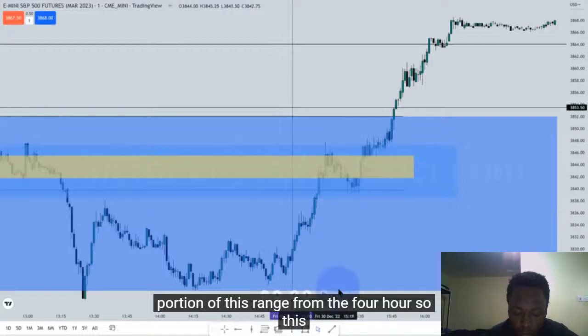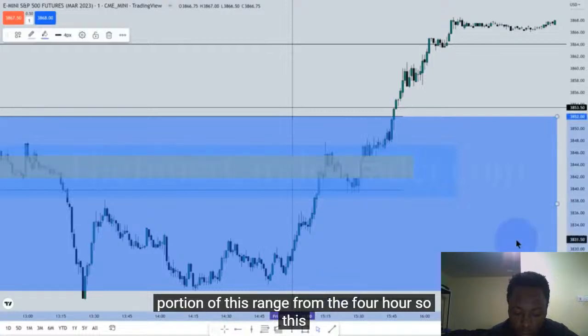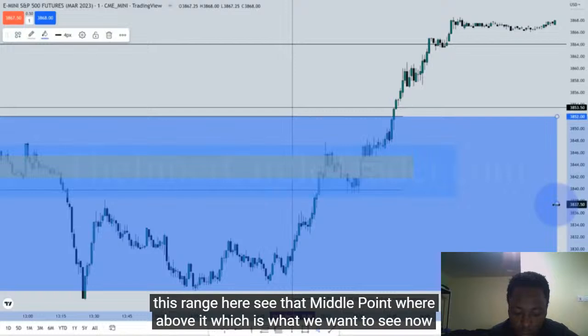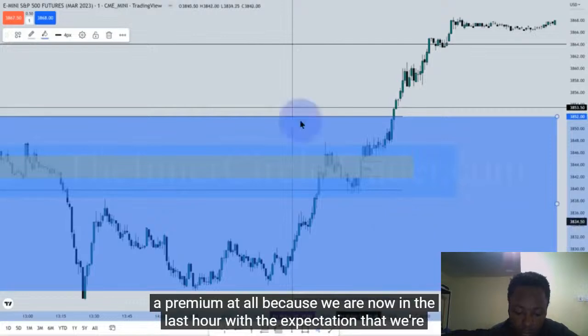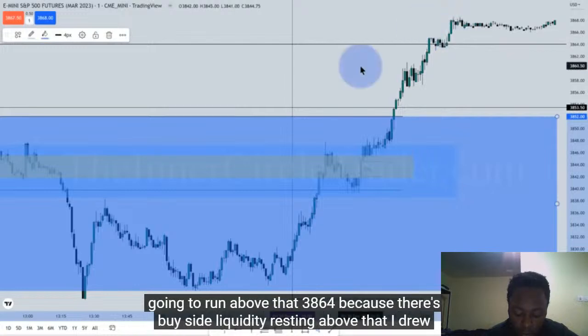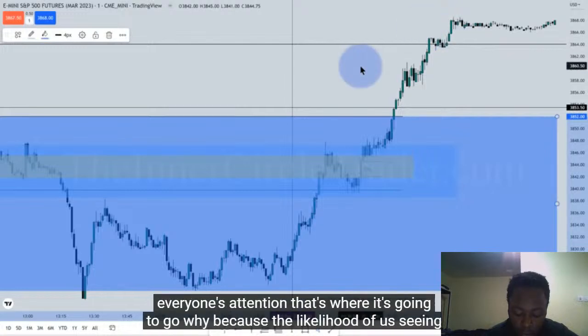So this range here, see that middle point? We're above it, which is what we want to see. Now, don't confuse that with, oh, you're going long in a premium. That's not a premium at all, because we are now in the last hour with the expectation that we're going to run above that 38.64 because there's buy side liquidity resting above that. I drew everyone's attention. That's where it's going to go. Why? Because of the likelihood of us seeing a short covering rally.